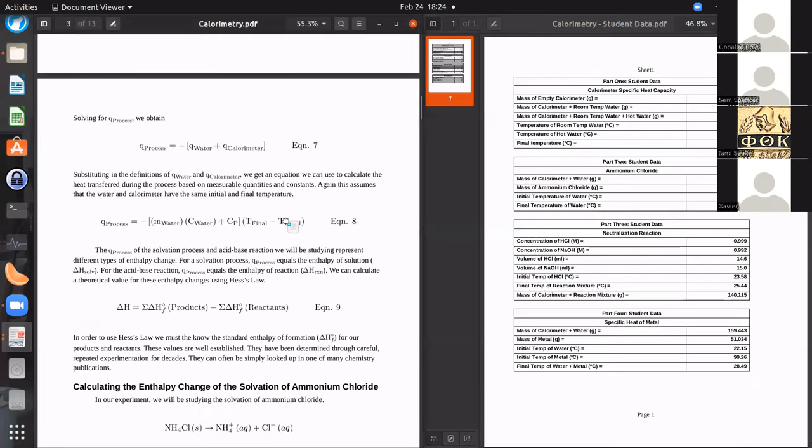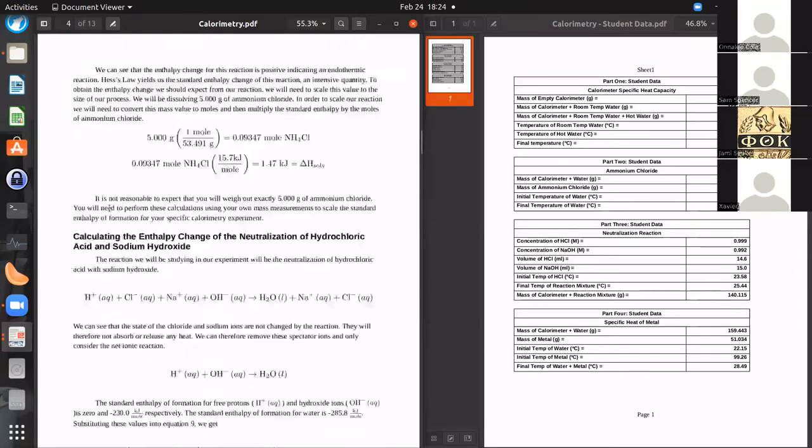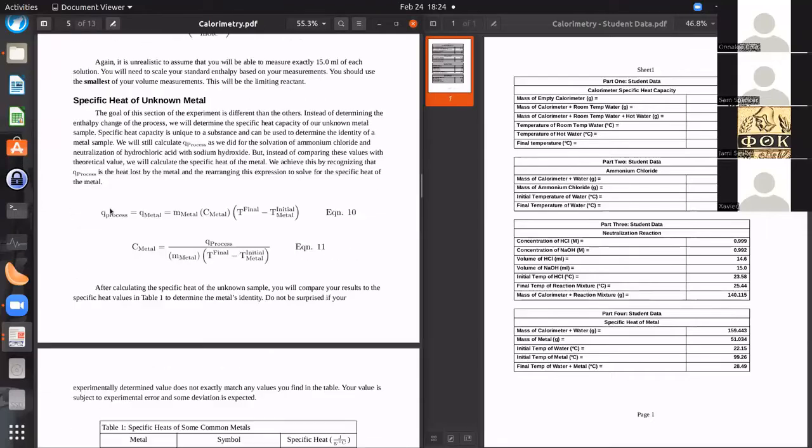We have all the information that we need to calculate out our Q process again for this one. But what we're going to identify is that this Q process here is equal to the heat that was released by the metal. So Q process equals Q metal.